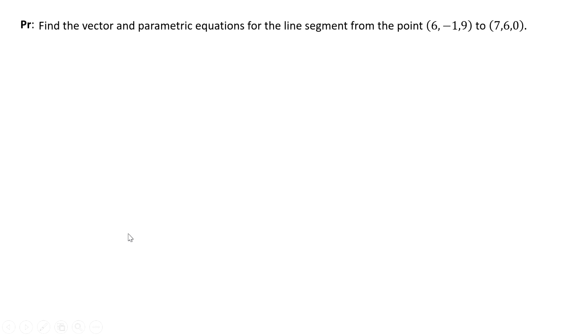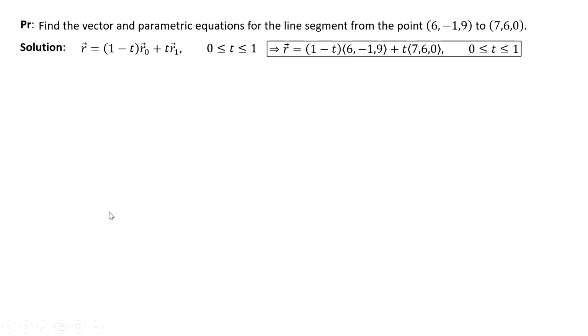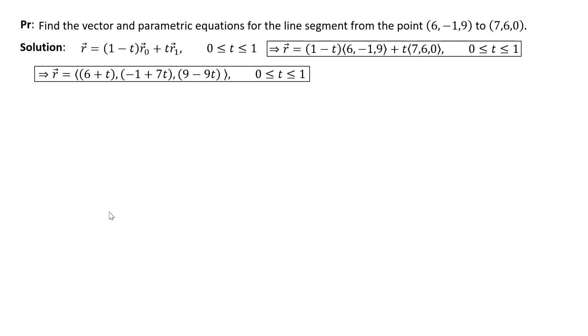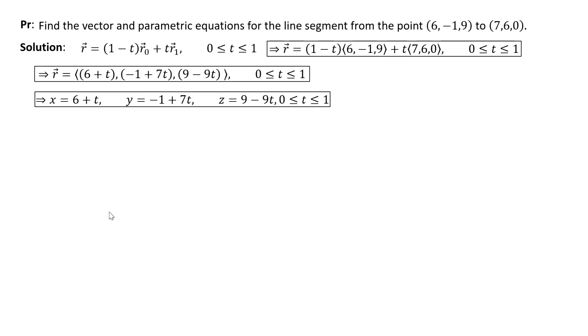All right, let's see. Find the vector and parametric equation for the line segment. You remember that line segment thing? (1 minus t) times r sub 0 plus t times r sub 1. That's it. As simple as that. And of course, you better mention that 0 is less than or equal to t, which is less than or equal to 1. Okay. And so just simple plug and chug, and we're done, folks. That's a ridiculously simple one, but you need to know. Cool. All right.